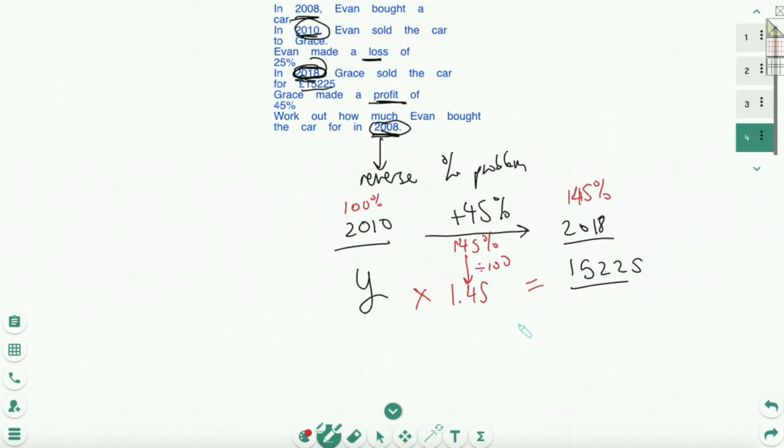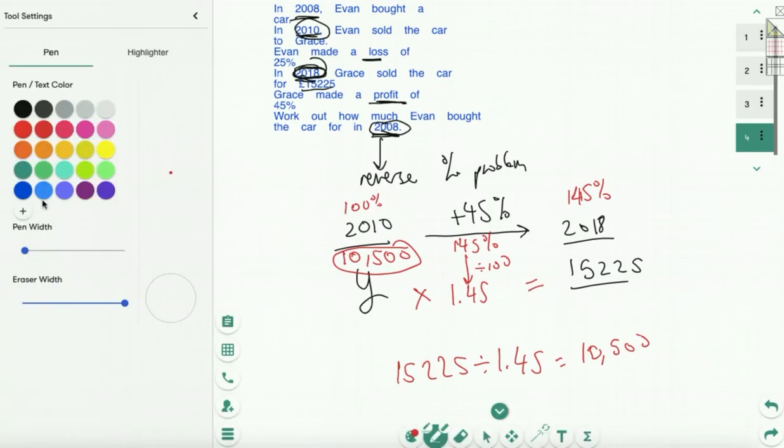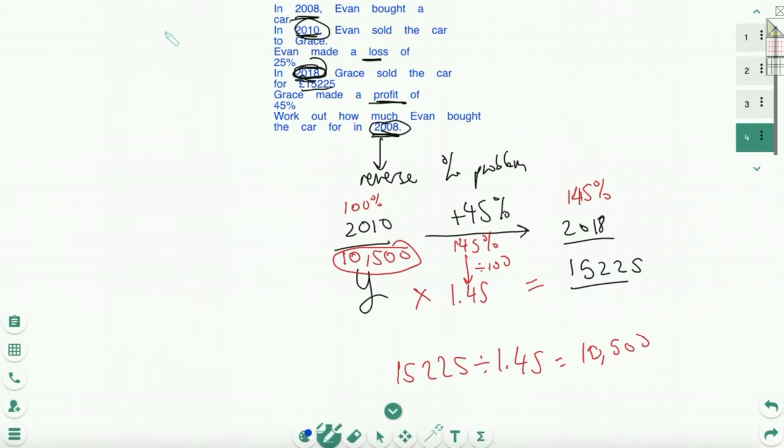So in order to reverse a multiplication problem, we always divide. So 15,225 divided by 1.45. And that gives us 10,500. So that was the price that Evan sold the car to Grace. So now we know the value of the car in 2010. We can now find the value of the car in 2008.